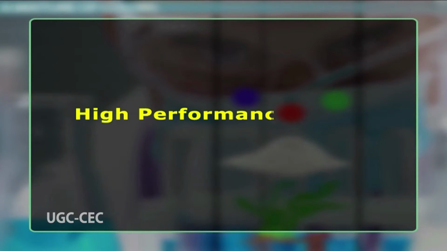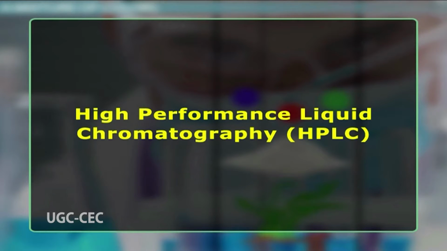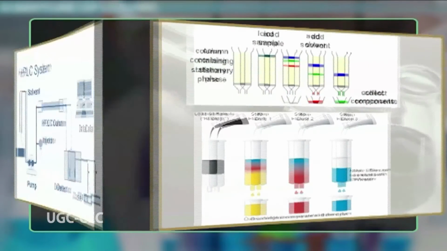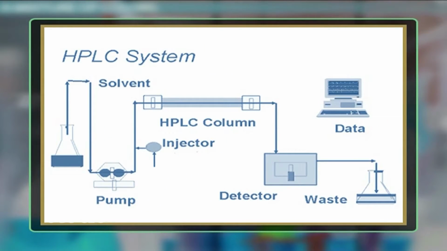Now, a brief discussion about high-performance liquid chromatography, which is also known as HPLC. High-performance liquid chromatography, HPLC, formerly referred to as high-pressure liquid chromatography, is a technique in analytical chemistry used to separate, identify and quantify each component in a mixture. It relies on pumps to pass a pressurized liquid solvent containing the sample mixture through a column filled with a solid adsorbent material.